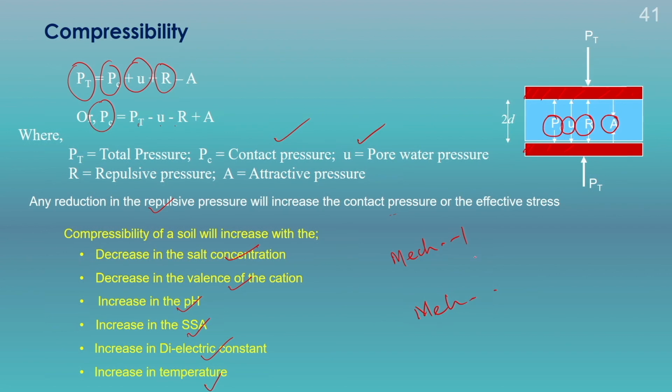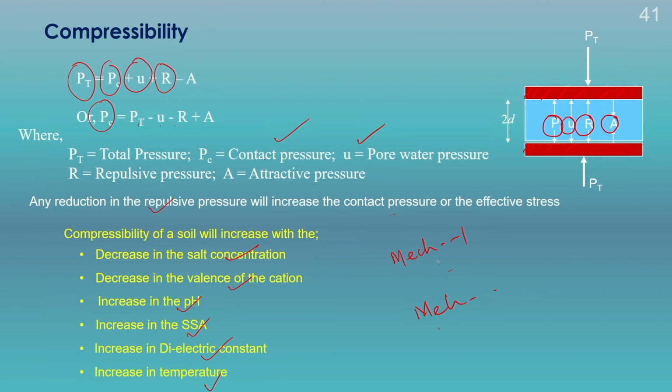In mechanism 1, the volume change of the soil is primarily controlled by the shear resistance at the near contact points, and the volume change occurs by the shear displacement or by the sliding between the particles or both. And at equilibrium, the shear stress becomes equal to the shear strength, which is controlled by the effective stress.